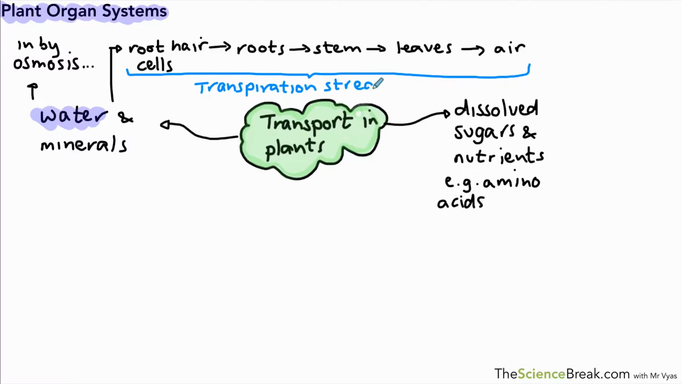Now, the last two stages, when we go from leaves into the air, this is called transpiration. This is the evaporation of water from leaves, and we call that transpiration, and we're going to look at that in a bit more detail in the next video.